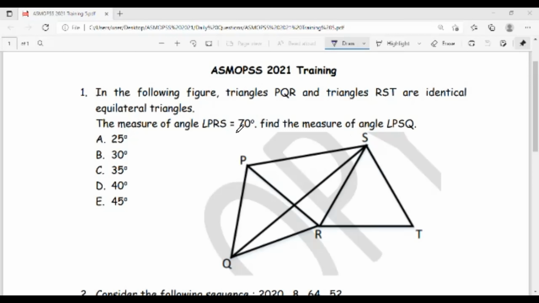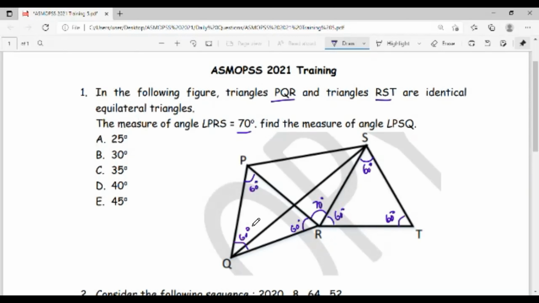So we know that angle PRS is 70 degrees, so I will mark that 70 degrees here. And we also know that PQR and RST are equilateral triangles, which means this angle must be 60 degrees, 60 degrees, and 60 degrees. And the same goes for here: 60 degrees, and this one is also 60 degrees. This one is also 60 degrees.